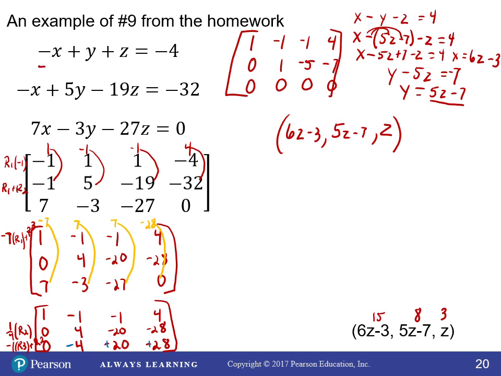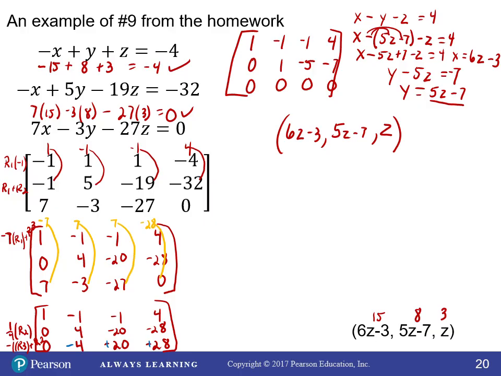So let's try it in this first one. Negative 15 plus 8 plus 3 should give us the negative 4. Well, negative 15 plus 8 plus 3, that gives you a positive 8, 9, 10, 11. So minus 15 does indeed give you negative 4. So that checks out. Or maybe we try it in the last one there. We do 7 times 15 minus 3 times the 8 minus 27 times the 3, and we see if it equals 0. Well, if you plug that into the calculator, that does indeed give you 0. So it checks out.